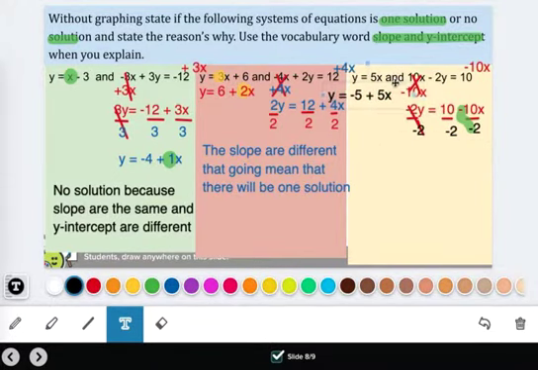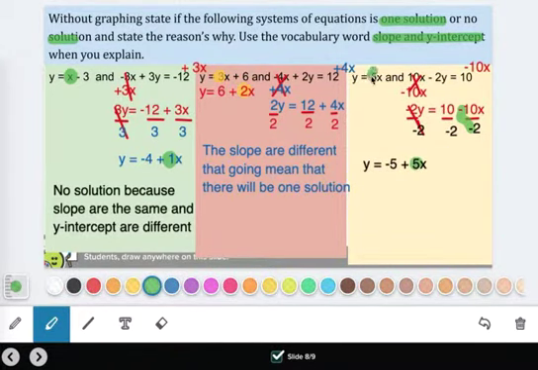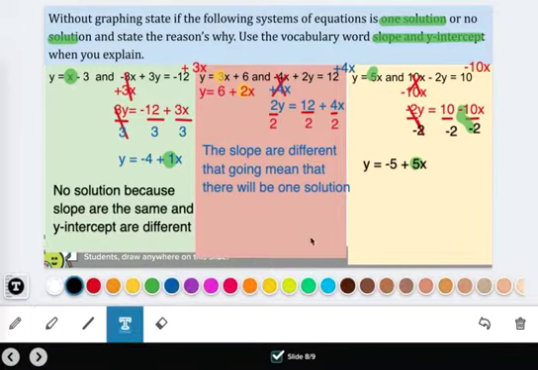Compare that with this one here. Notice the slopes are the same, 5x. Slopes are the same, 5, 5. The lines will be parallel, there'll be no solution.